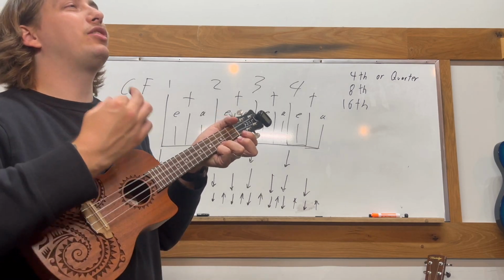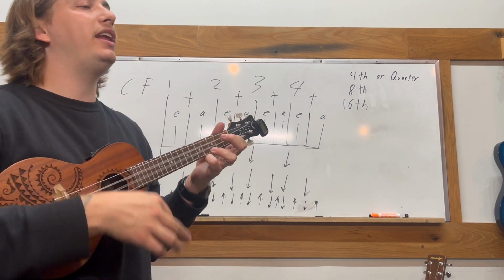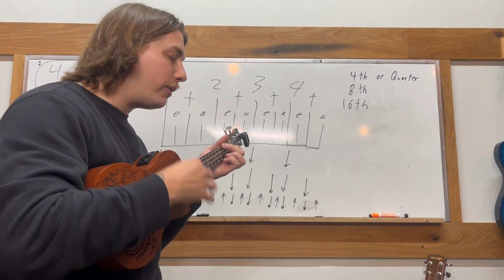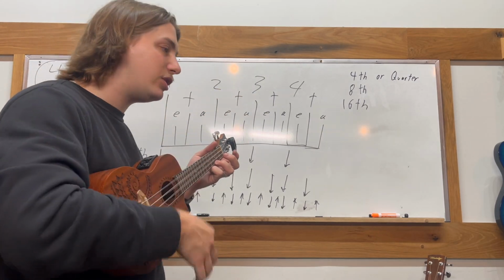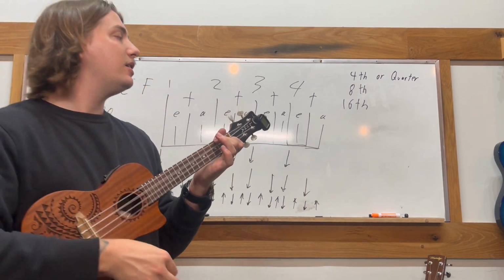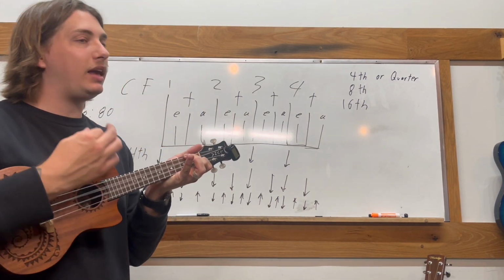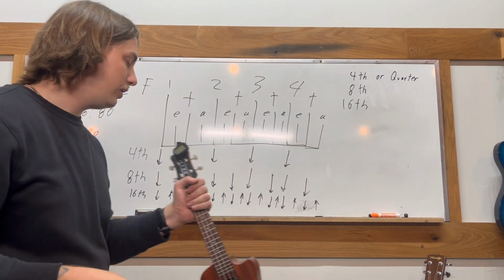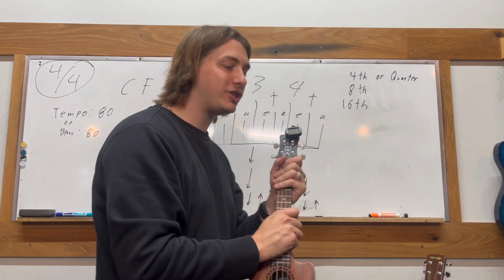2 E and a 3 E and a 4 E and a 1 E and a 2 on F, and a 4 E and a C E and a 2 E and a 3 E and a 4 E and a F, 2 E and a 3 E and a, ended on a C. Woo! Okay, great job, you guys.